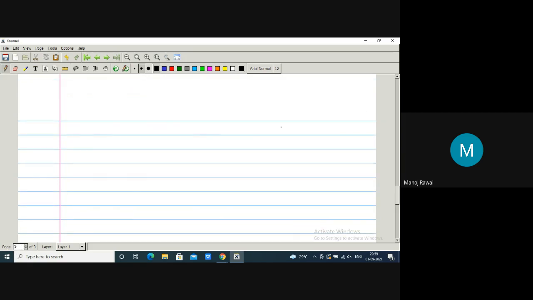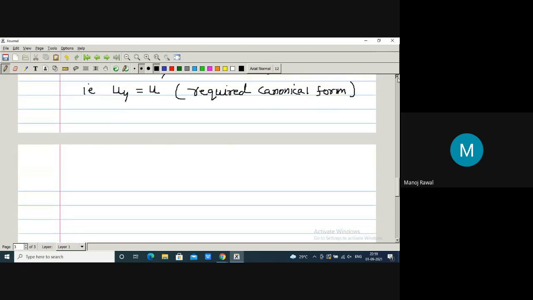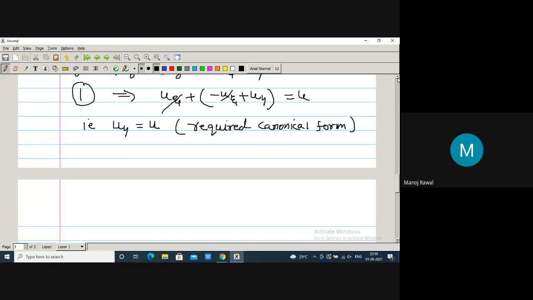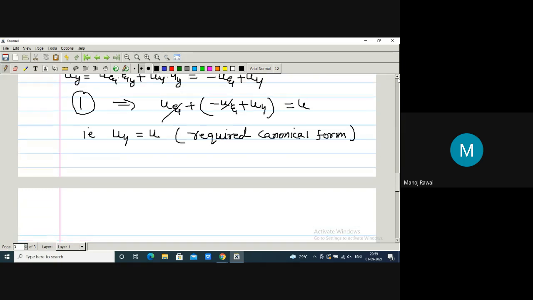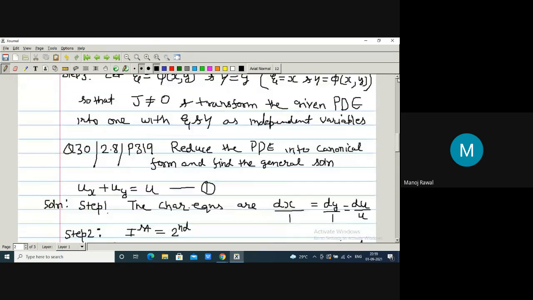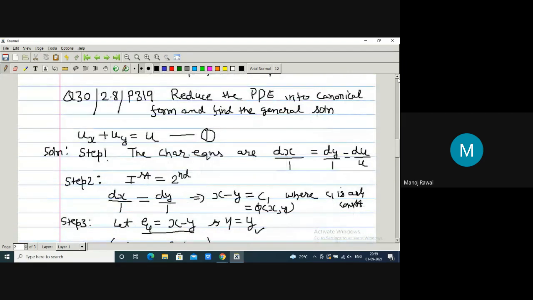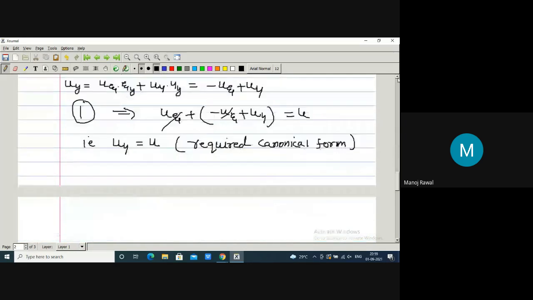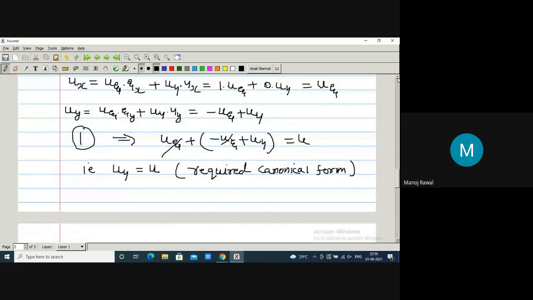And this is the advantage of canonical forms. Sometimes your differential equation is so complicated that you cannot solve easily, but this differential equation turns out to be very simple. Just compare with the given differential equation. Don't you agree or not? Though this is a simple example I have picked up, but still just compare equation number 1 and this required canonical form. So this is very easy to solve. So let's find out the general solution now.